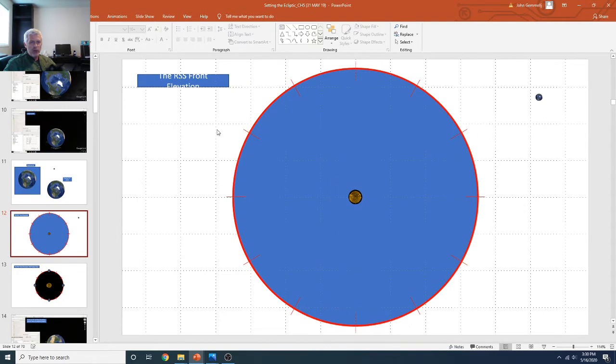Then I put the sun over here, the RSS front elevation. Okay, so this is the RSS front elevation, which maybe I could bring that out so you can read it. And that's Earth right there. I don't know what he's doing outside the solar system just yet. But you see, I'm getting ready to put the solar system together here, right?